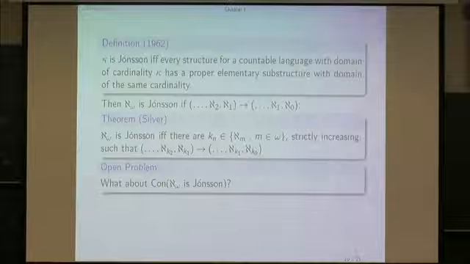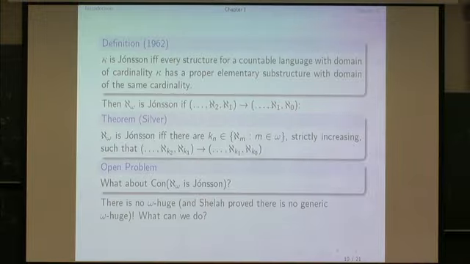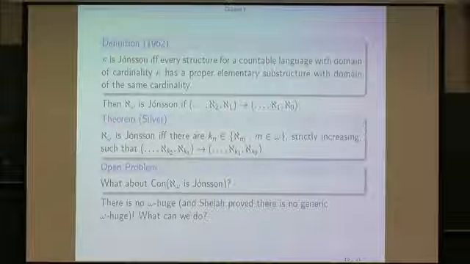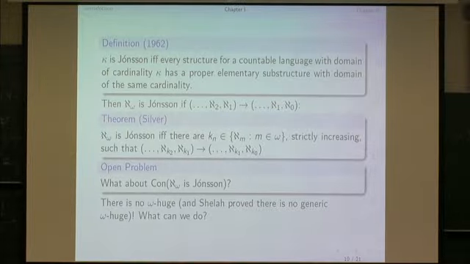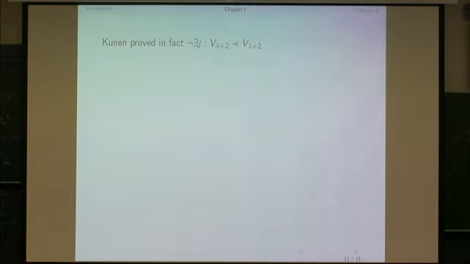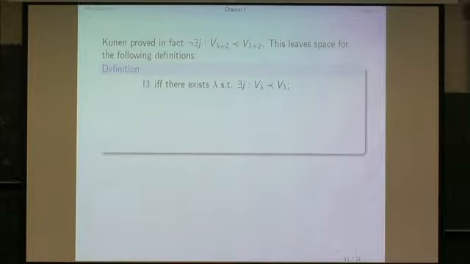Okay. So you see the problem here, because we can have huge, 2-huge, 3-huge, but we don't have omega huge. In fact, we don't even have generic omega huge. And that would be the natural way to prove that aleph omega is Johnson. So what can we do? Well, in fact, Kunen proved that, with the same proof, you can prove that there is no j from V_{lambda+2} to V_{lambda+2}. So there is a little bit of space for this.